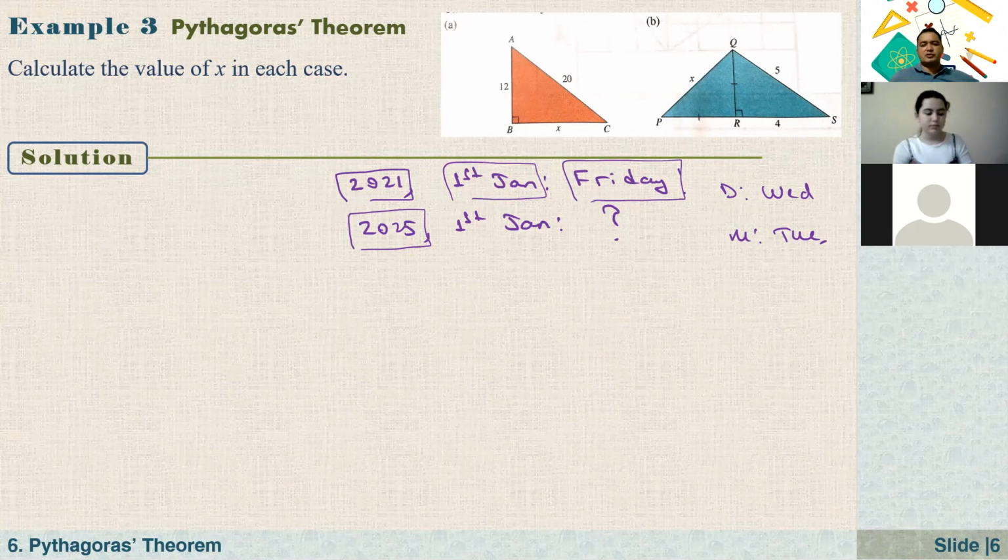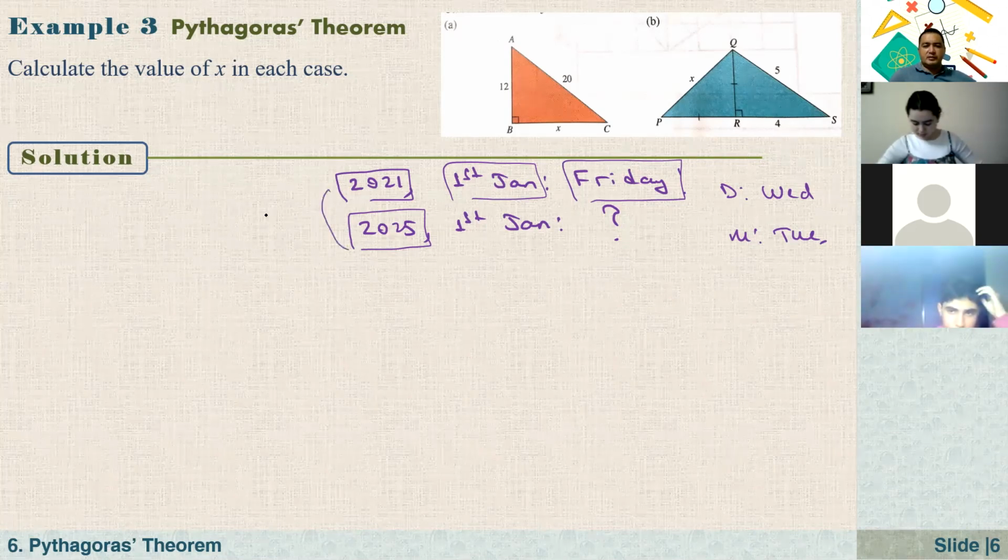Yeah, actually, this kind of question is a tricky question because between 21 and 25 there's a leap year. 2024 is a leap year. Because we know that usually if it's not a leap year, in 1 year, how many days do we have?